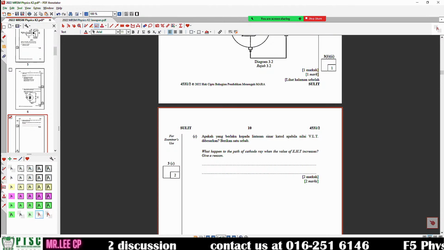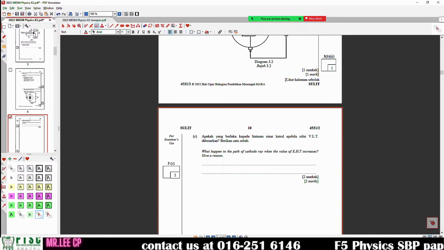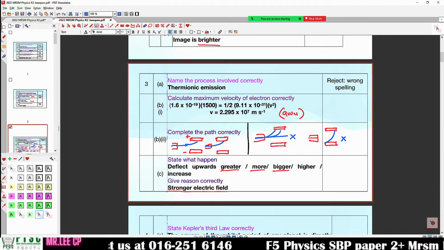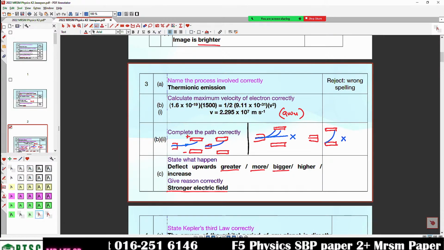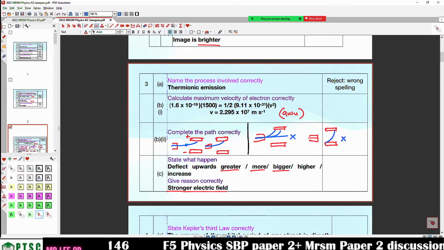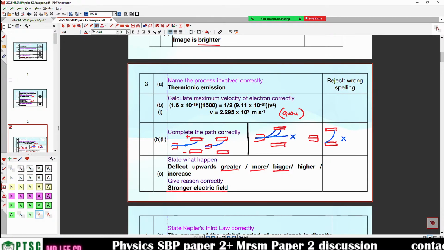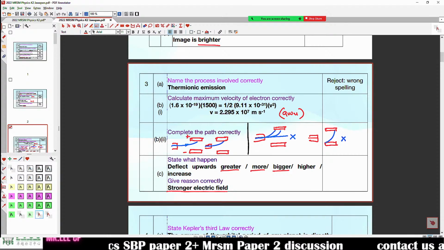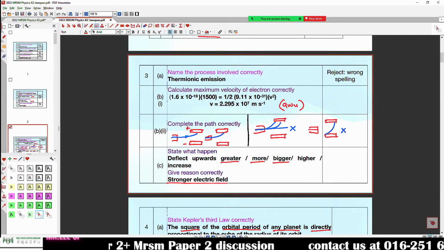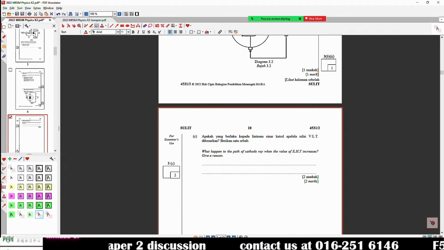What happens to the path of the cathode ray when the value of the EHT increases? So the answer is it deflects upwards greater. Deflect more upward, deflect higher. Give you a reason: because of the stronger electric field. Now, any question before I continue?